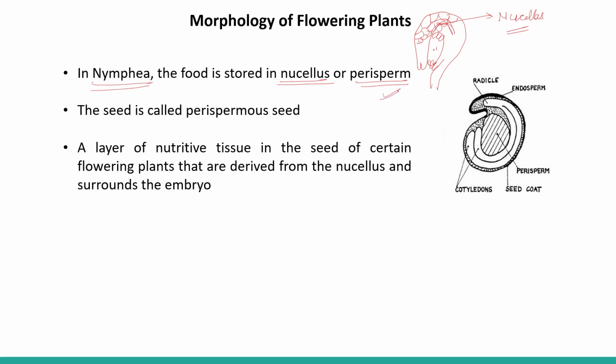or perisperm. It is also called perisperm. The seed is called a perispermous seed. So in that case, the seed is called a perispermous seed. A layer of nutritive tissue in the seed of certain flowering plants that is derived from the nucellus and surrounds the embryo. So here you can see this perisperm region in which the food is stored.